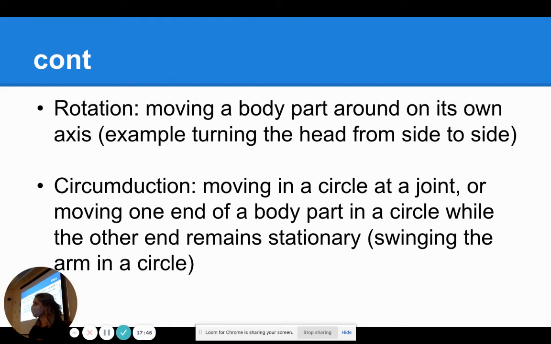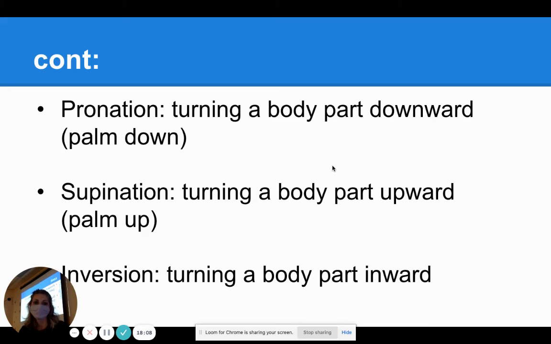An axis is like your planes of motion. So you want to stay in the same direction. So actually rotation would be moving like this, okay? Moving from side to side. Circumduction, that means circle. So that would be moving something in a circular motion. And we're going to go over these again here in just a second.